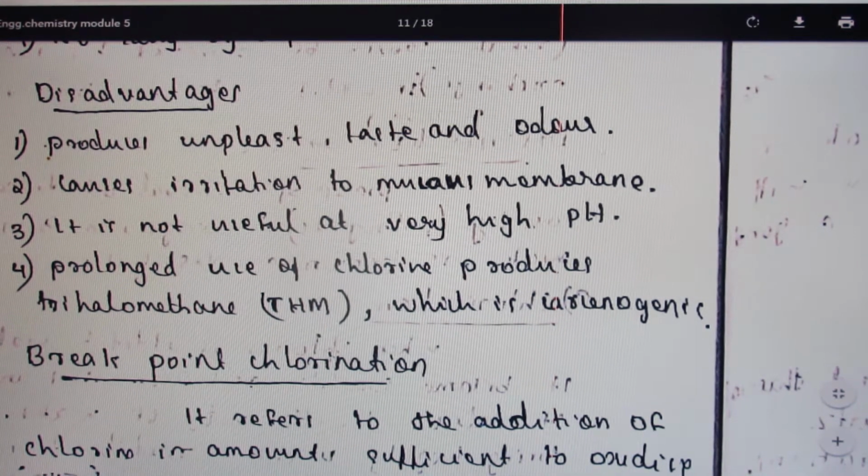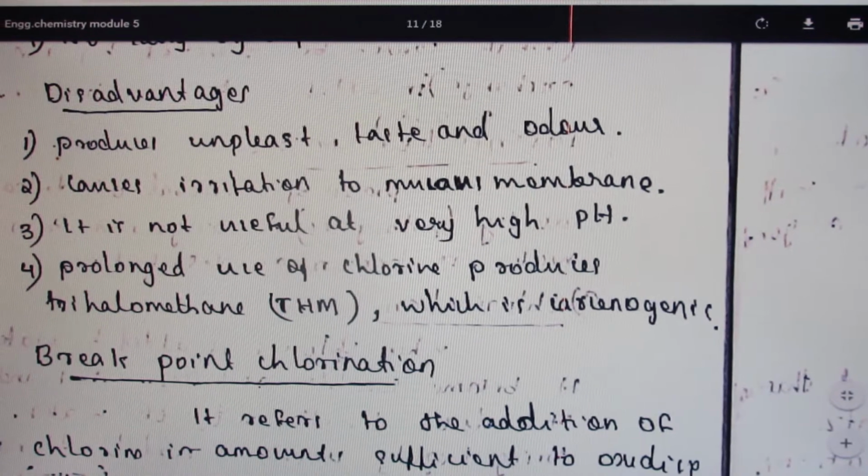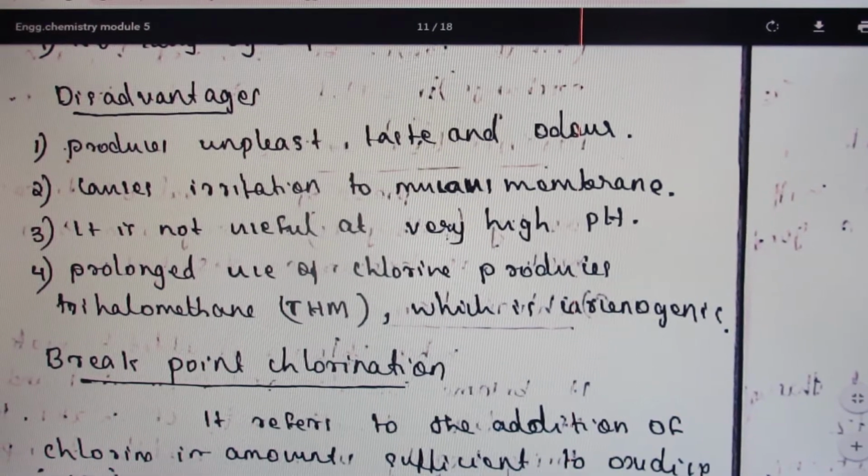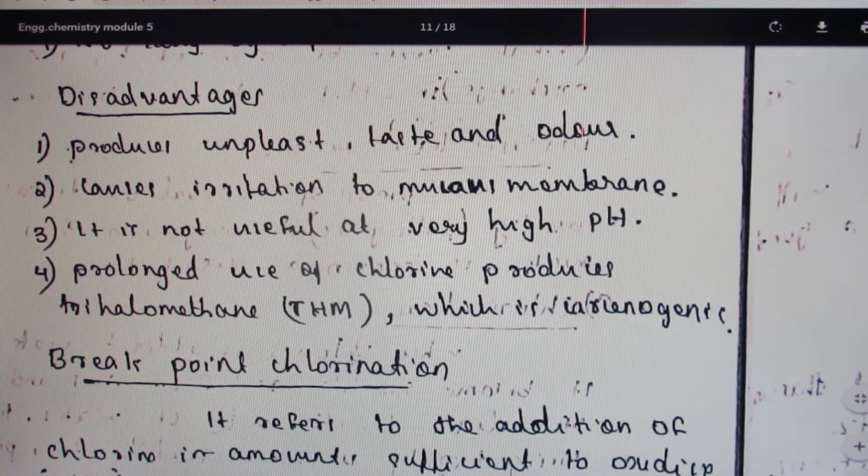So once again, the advantages are: it can be used in very low and high temperature. It is highly economical in nature. No salty byproducts are formed and the storage of chlorine is very easy.